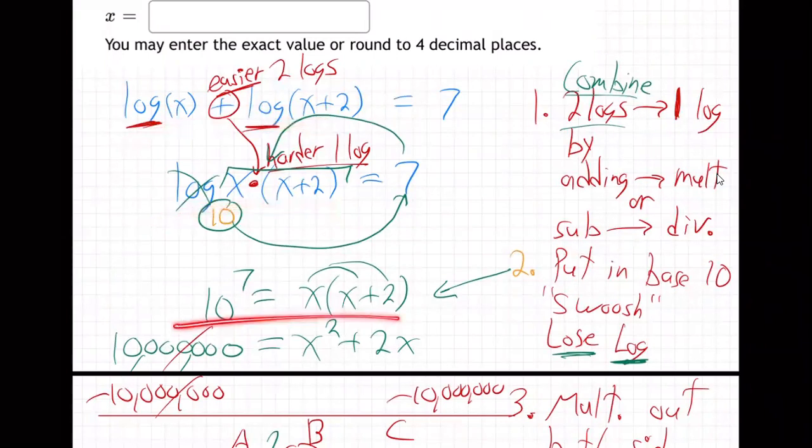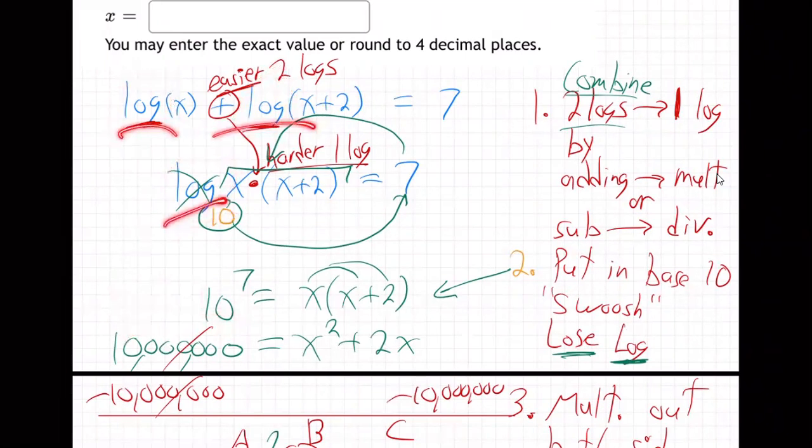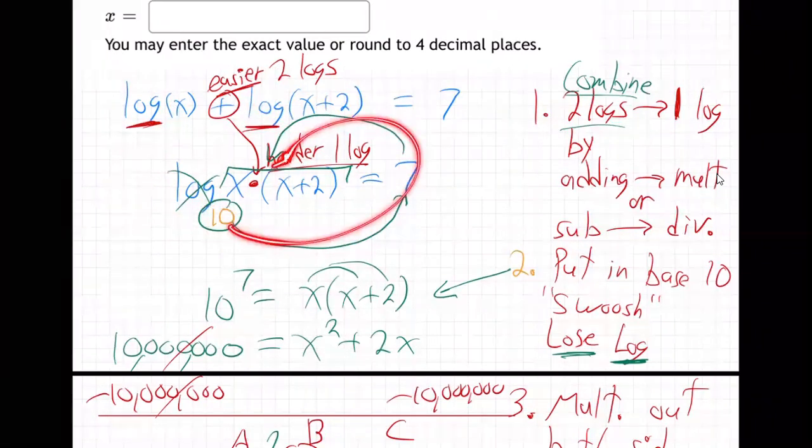And then the next step, we had no logs. Sometimes I call this the log countdown. 2 logs, right here, 2 logs, 1 log, no log. See, 2, 1, 0. Lift off, as they say, right? 2, 1, 0. 2 logs, 1 log, no log. So the 2 logs become 1 log, and then I get rid of that 1 log by doing the swish thing. Put in the 10 base, right? It's not showing its base, which means it's 10. Do the swish, gets rid of the log. 10 to the 7 is that.